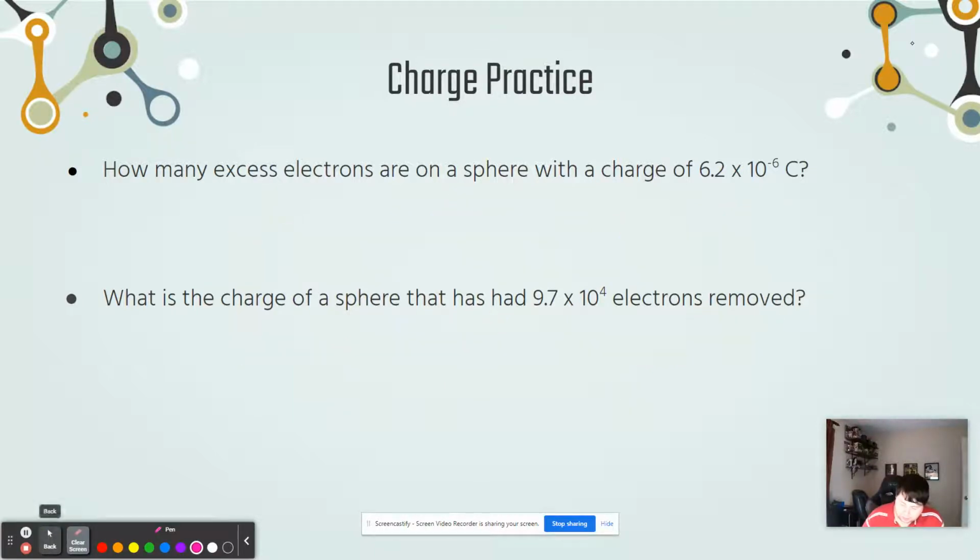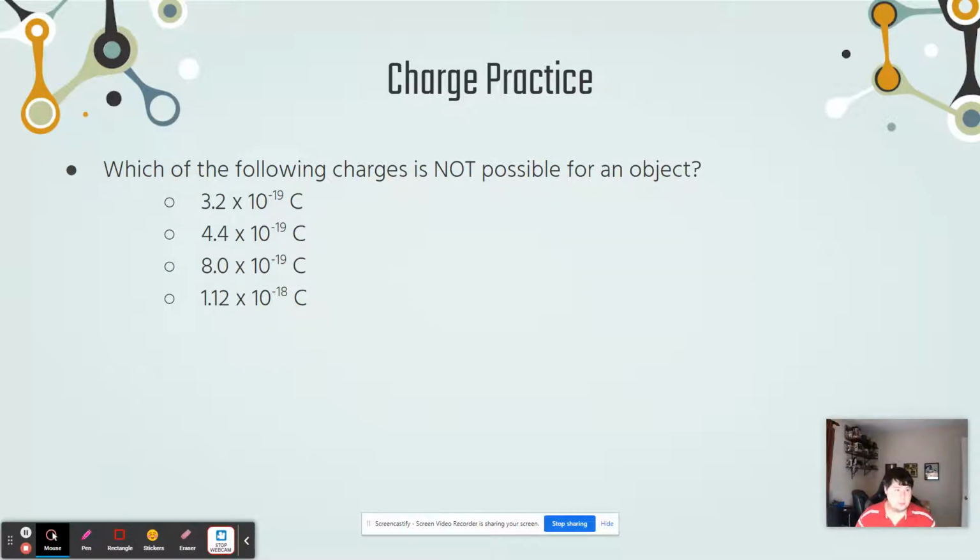Now, thinking about that quantization of charge, which of the following charges is not possible for an object?